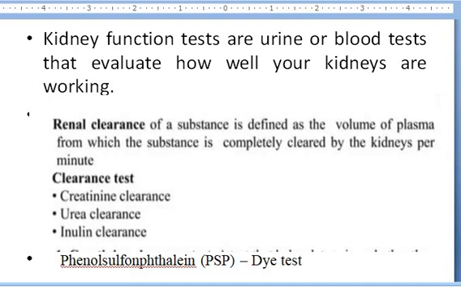In order to carry out that function test, we use the term clearance, and since it is carried out by the kidneys, it is called a renal clearance test. Renal clearance of a substance is defined as the volume of plasma from which the substance is completely cleared by the kidneys per minute. So totally four clearance tests we are going to discuss in this part. First one is creatinine clearance, second is urea clearance, third is inulin clearance, and the fourth is phenol sulfonphthalein dye clearance test.